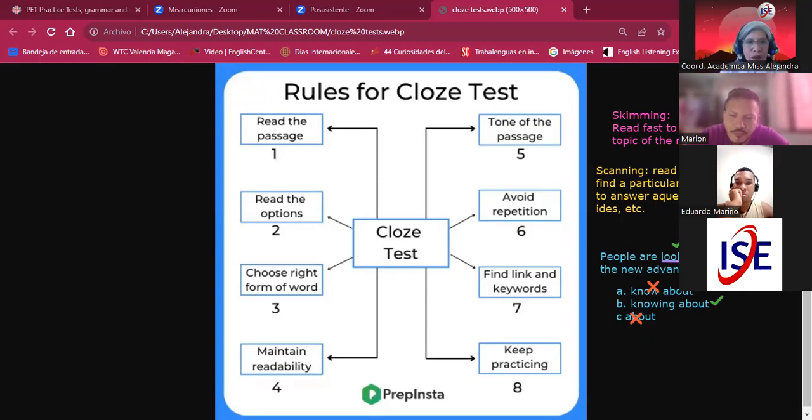Then the tone of the passage. What's the tone of the passage? If it is an article or a review, you're going to find lots of adjectives for describing. If it is an email, the vocabulary is common because it's kind of informal text. If it's an essay, it's really formal. So you have to see, okay, this is argumentative. This is just presenting a topic. This is an opinion essay, because we have different kinds of essays.